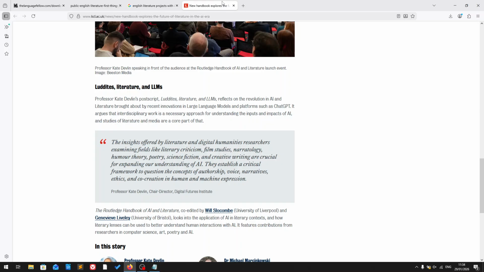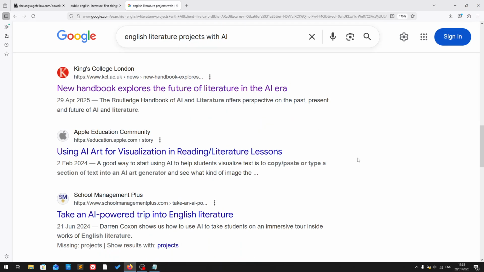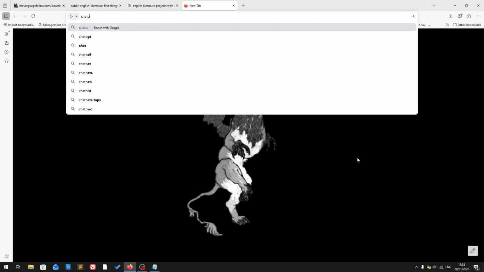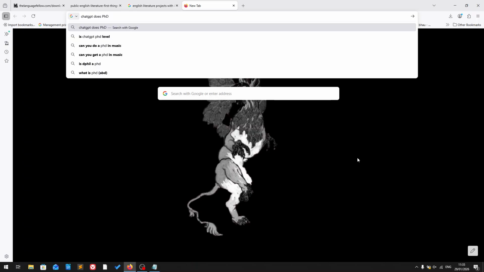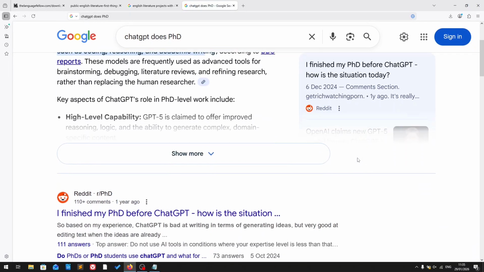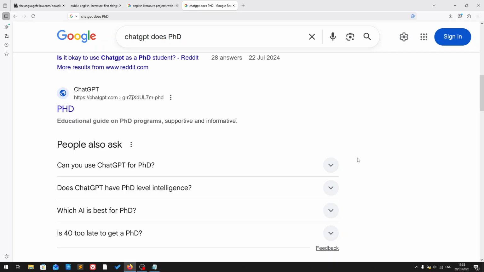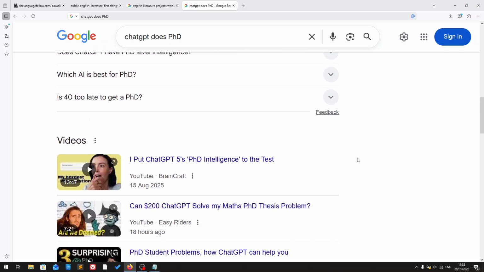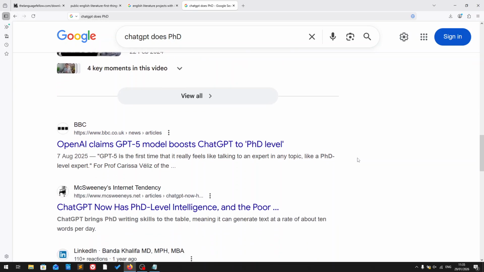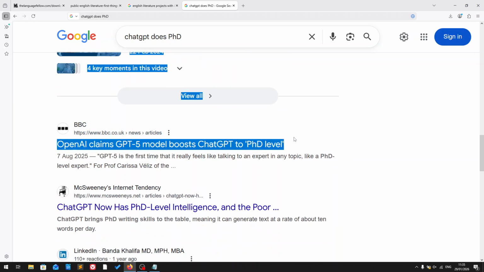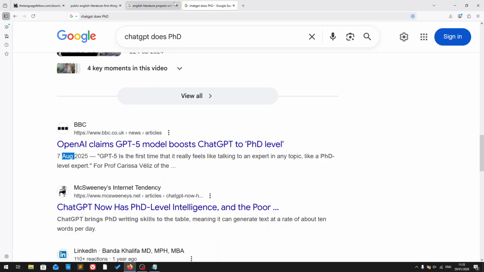Yes. So there will be a variety of projects and there will be a variety of ideas, and you want to look at how you want to go about it. Because the thing is, ChatGPT is already, so that's news from months and months ago. OpenAI claims ChatGPT or GPT-5 model boosts ChatGPT to PhD level. That's months and months ago, right?